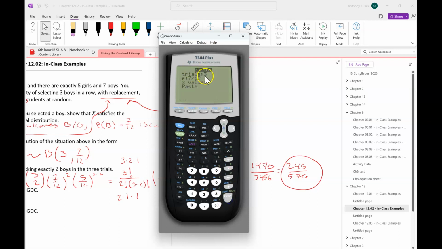So for our experiment, we have 3 trials. The probability is 7/12, and the X value, the number of successes in this case, is 2. So I'll just fill that into my table, and I press enter. That's my number, and if I press math fraction, it'll give me the value. So again, if you have a strict equals, we're going to be using PDF. If it's an inequality, we're going to use CDF.